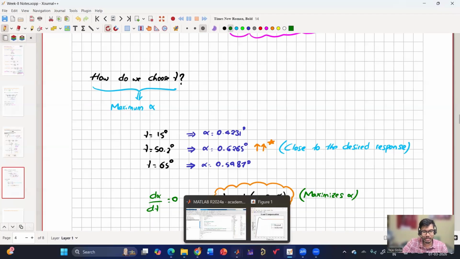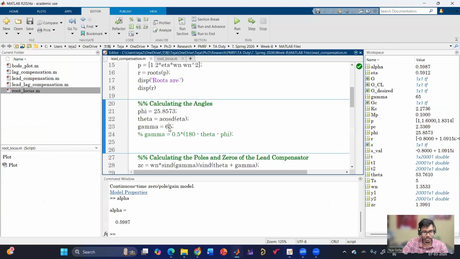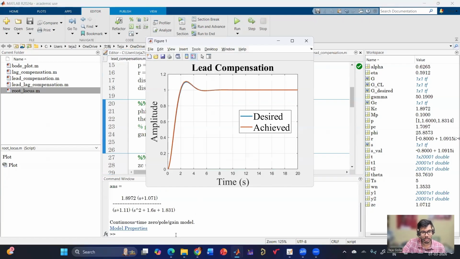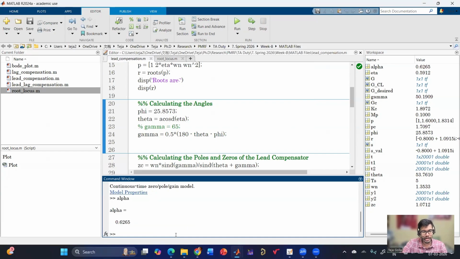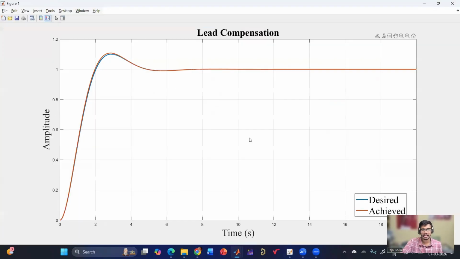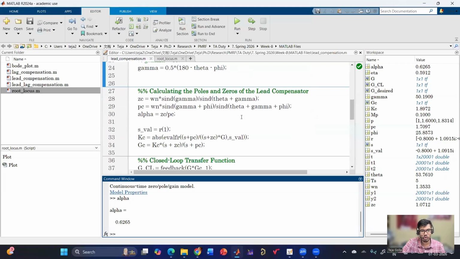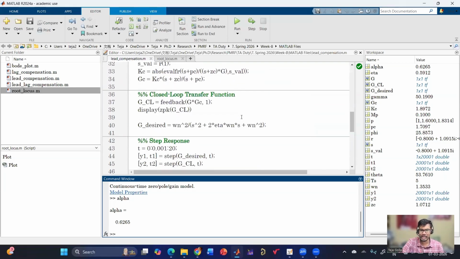So now instead of choosing a random gamma, let me choose this one. I'm commenting this out and uncommenting this, which is 0.5 into 180 minus theta minus alpha. Let me check how much is the alpha in this case. This is 0.6265, which is my maximum alpha. And in this case, my desired response as well as the achieved response is the same. Whatever is my desired peak overshoot as well as the settling time is perfectly matching with what I'm achieving with the lead compensation. So this is the step-by-step guideline that we have to follow to design the lead compensation.